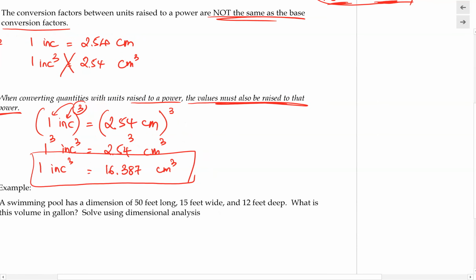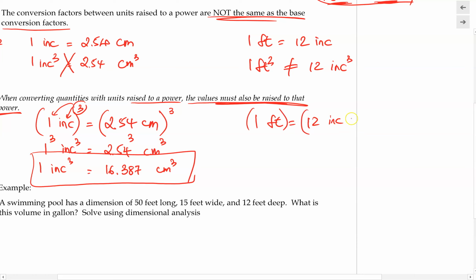Let's now try another example. So 1 foot equals 12 inches, right? So that is the base unit right there. Here we can also see that 1 cubic foot will not equal 12 cubic inch, but it has to be something else. So in this case, how do we figure it out? The answer is we have to again go back to the base conversion factor first, and now raise both sides to the same exponent that we want. It can be the second exponent, third exponent, or any type of exponent that we want. In this case, the third exponent.